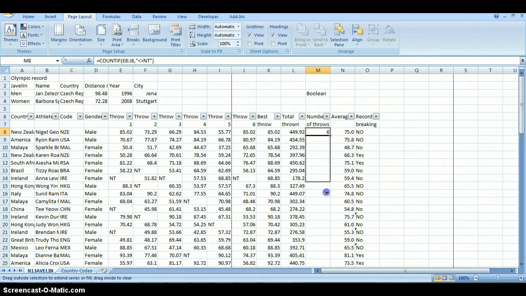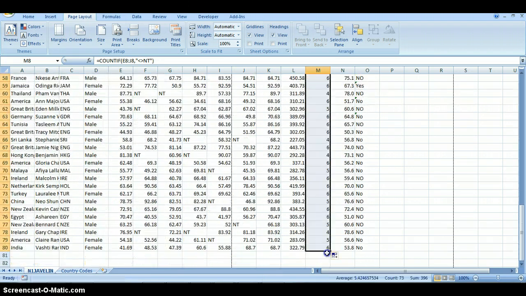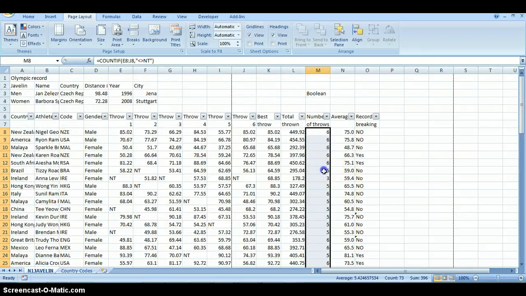Now if I replicate this down, we should then start to see a difference. So for example, here it says 5, and that means it's actually discounted or not included NT. So it's counted 1, 2, 3, 4, 5 good throws. So that's the COUNTIF function.